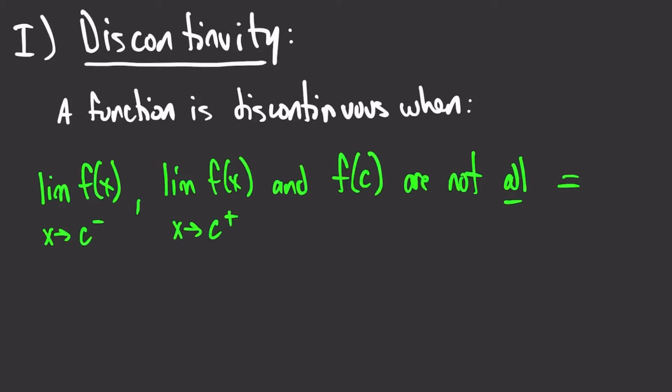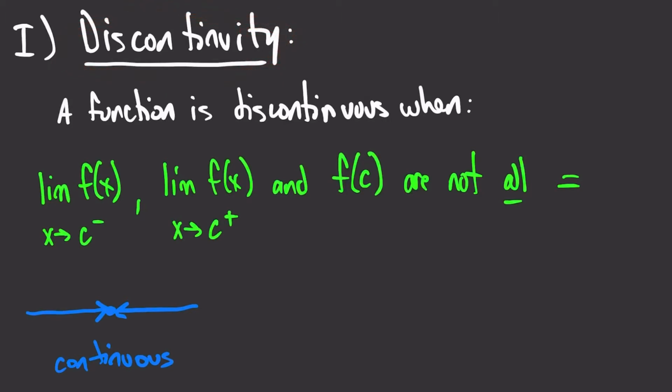So here's what we're talking about. Here's a limit from the left. Here's a limit from the right. There's the function. In this particular case, all three would be equal. So here's a picture of a function that is continuous. What we're talking about for discontinuity, not all three of those would be the same.